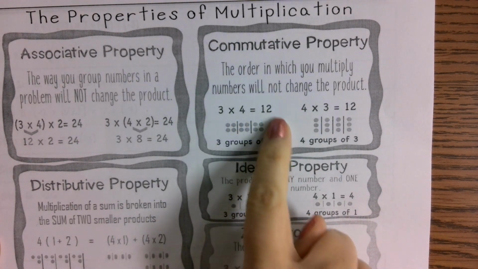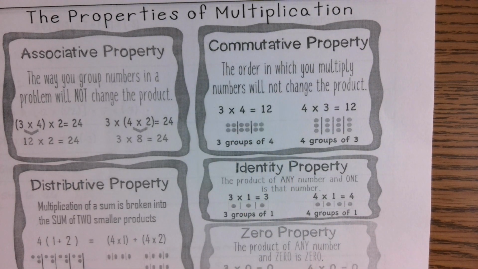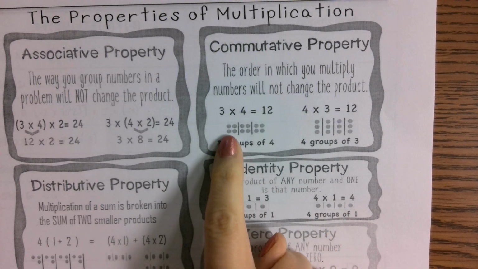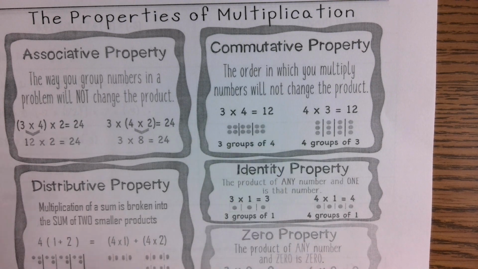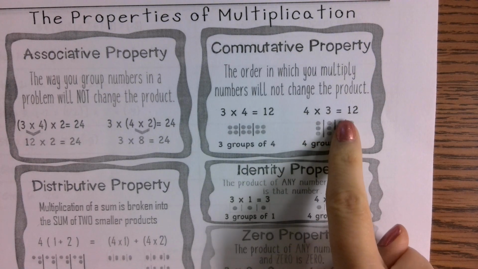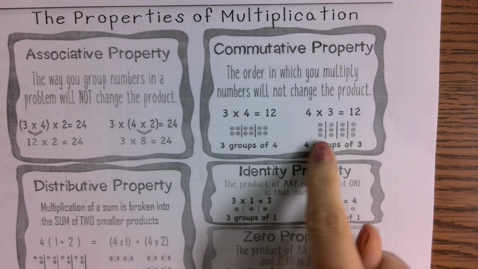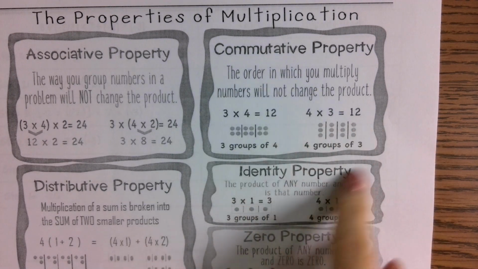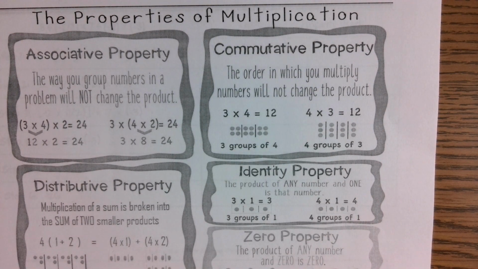And I gave you some picture representations so you could see that. When we say 3 groups of 4, I have 3 separate groups of 4 dots in each group, yielding 12. Here I have 4 groups of 3, meaning that I've got 3 dots for each of my 4 groups, still giving you 12. It does not matter the order that you multiply. You can reverse the order. It still provides the same.